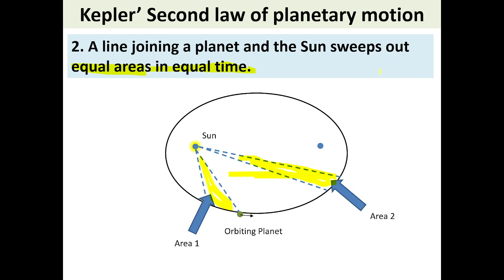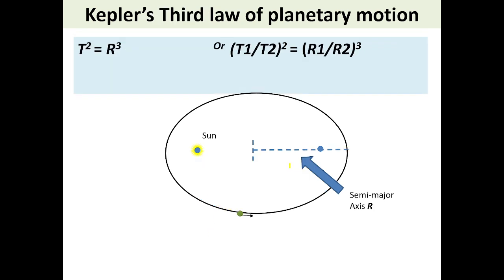I repeat, the line joining a planet and the sun, which is an imaginary line, not a real line, sweeps or covers equal areas in equal time. This is Kepler's second law. Now let's go to the third law. Kepler's third law of planetary motion is this formula.